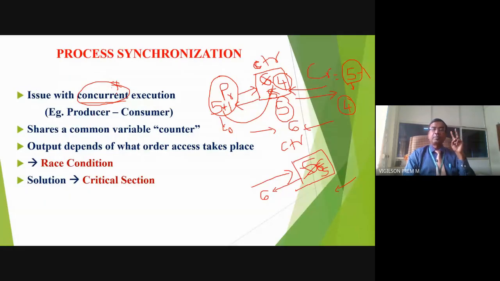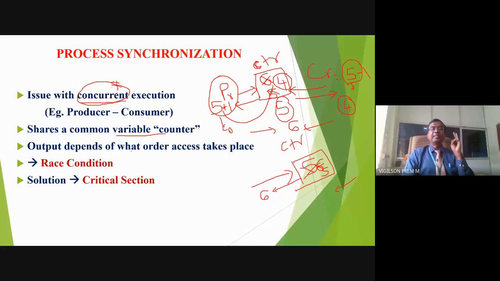The problem is two things. One thing is they are sharing a common variable, common memory. See, if the variables are different, counter 1 and counter 2, that is different, no problem. But they are sharing a common variable, that is one problem. Another problem, they are sharing a common variable in parallel.